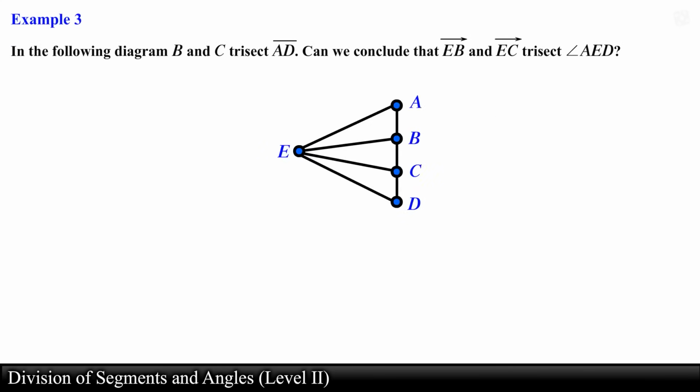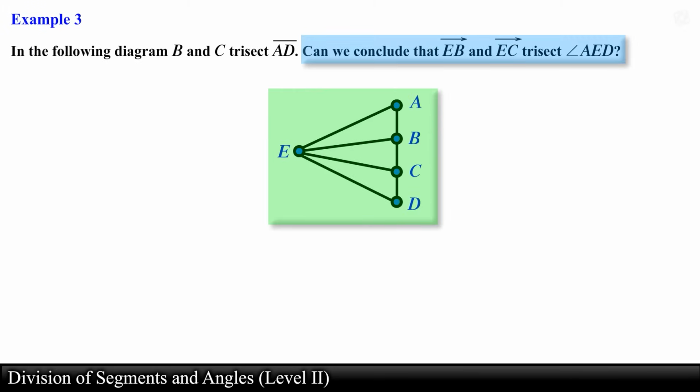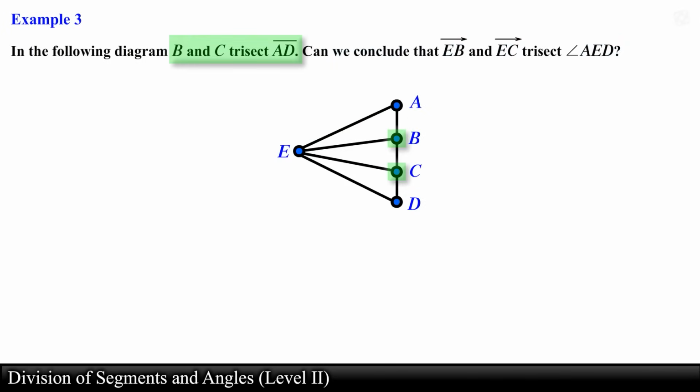In the following diagram, point B and point C trisect segment AD. Can we conclude that ray EB and ray EC trisect angle AED? In this problem, we are provided with a figure and are asked to determine if two rays trisect an angle. We are given that point B and point C trisect segment AD. In other words, segment AB is congruent to segment BC, which is congruent to segment CD.